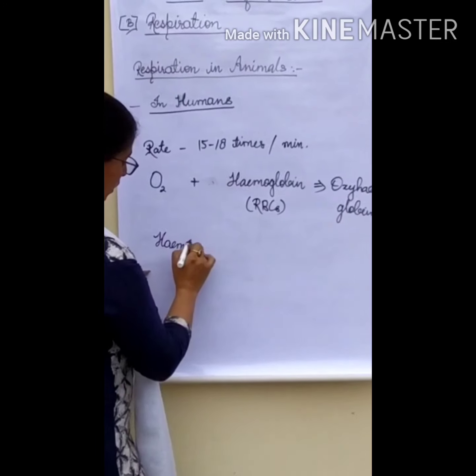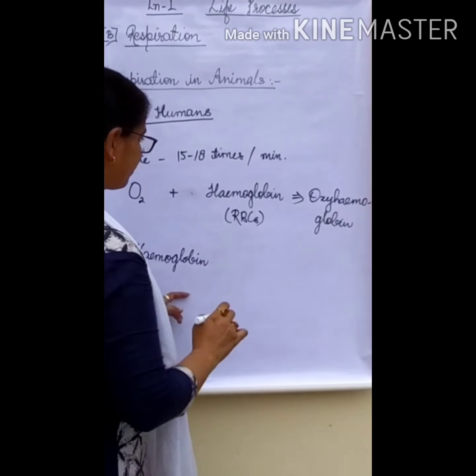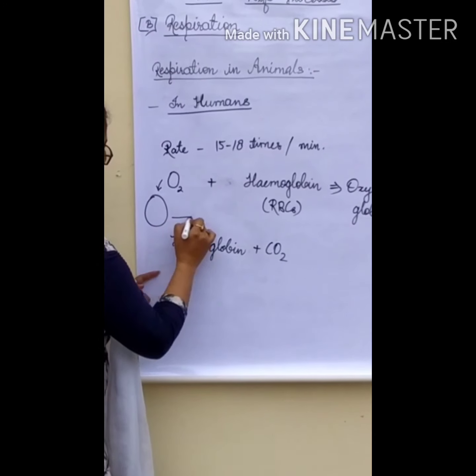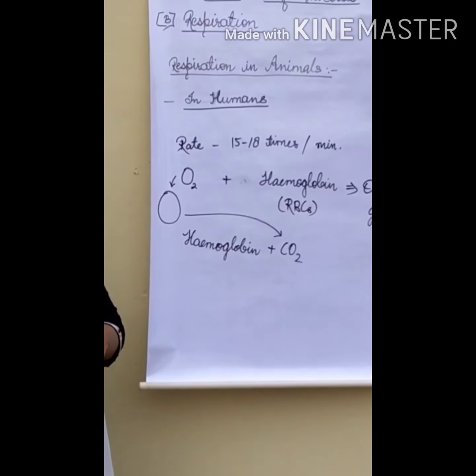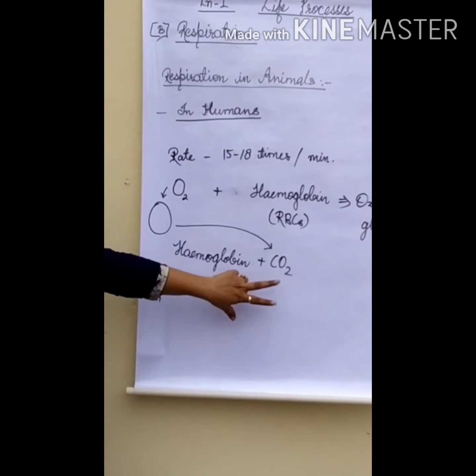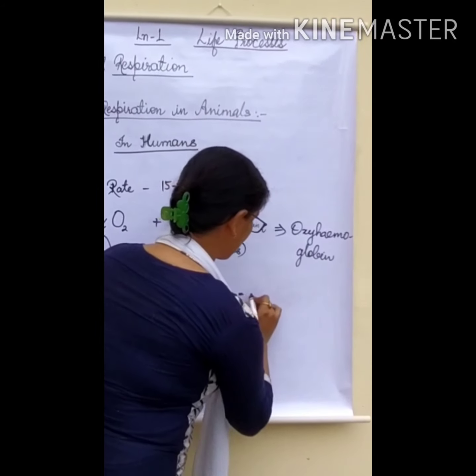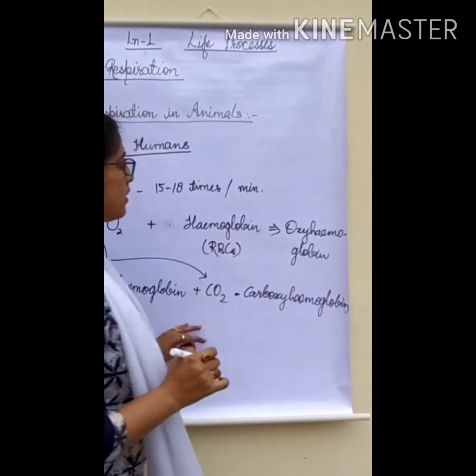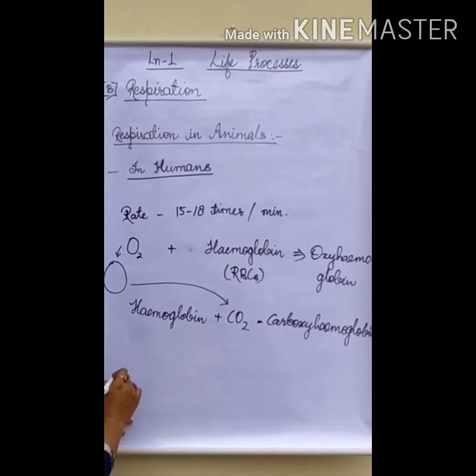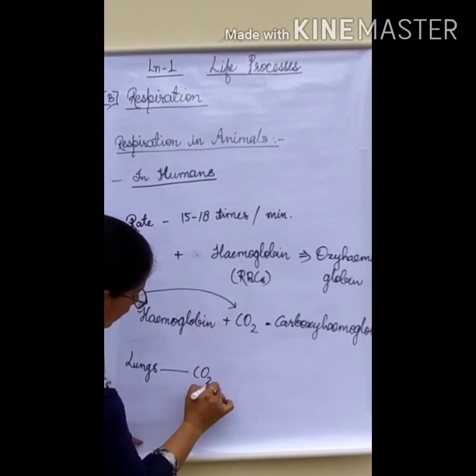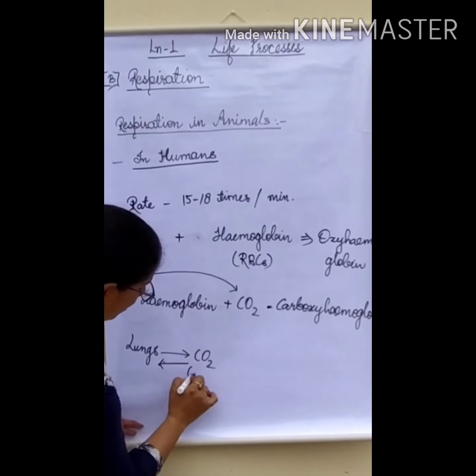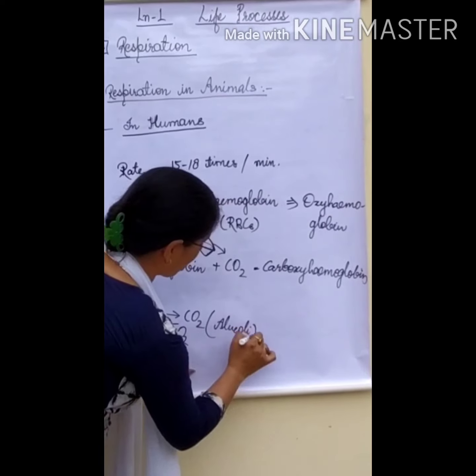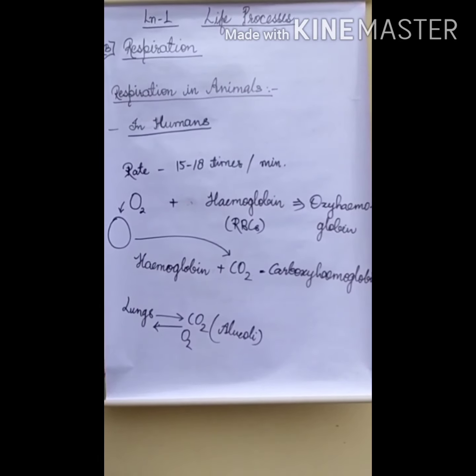This hemoglobin again combines with carbon dioxide, because when the cell takes in oxygen, at the same time it releases carbon dioxide. So hemoglobin doesn't return vacant. It carries carbon dioxide along with it, and this association is called carboxyhemoglobin. This carboxyhemoglobin comes to the lungs. From there, the lungs remove carbon dioxide and take in oxygen gas through the alveoli or air sacs. Like this, the process of exchange of gases occurs in the human being.